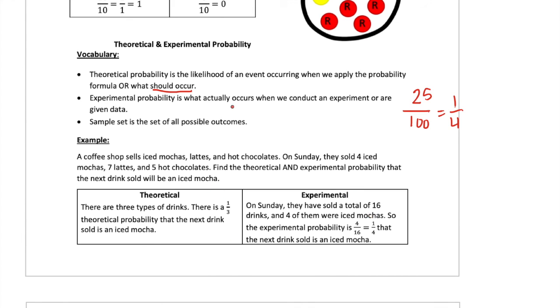Experimental is based on the actual number of sales that this coffee shop had. So they sold 4 mochas, 7 lattes, and 5 hot chocolates. So altogether, they sold 16 drinks. So only 4 of those were iced mochas. That would mean that the experimental probability is 4 out of 16, which simplifies to 1/4. So the theoretical probability was 1/3 chance that somebody's going to get an iced mocha. But based on the data that they have from their sales, it's a 1/4 chance that the next one will be an iced mocha just based on that day's sales.